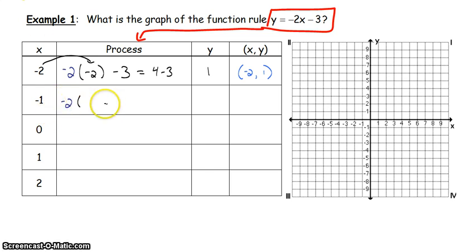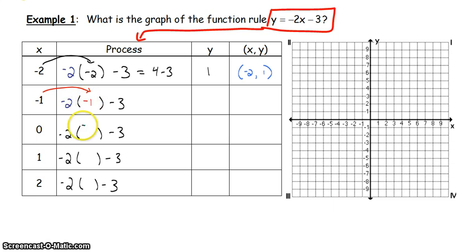-2 times whatever my x is, -3. I can copy that part down all the way. That's what my rule is. The x that I'm substituting, I'm getting from here. So in this case, I'll substitute in a -1. Here, substitute in 0, and so on.